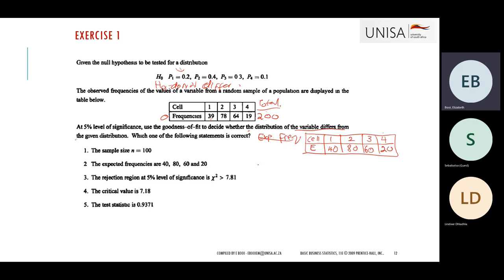Let's go and find the critical value. The critical value, we find it by using the chi squared and alpha. Our alpha is 0.05, and our degrees of freedom, remember, it's n minus 1, right? How many columns do we have? We have four. So it will be 4 minus 1. Therefore, our degrees of freedom here will be equal to 3.